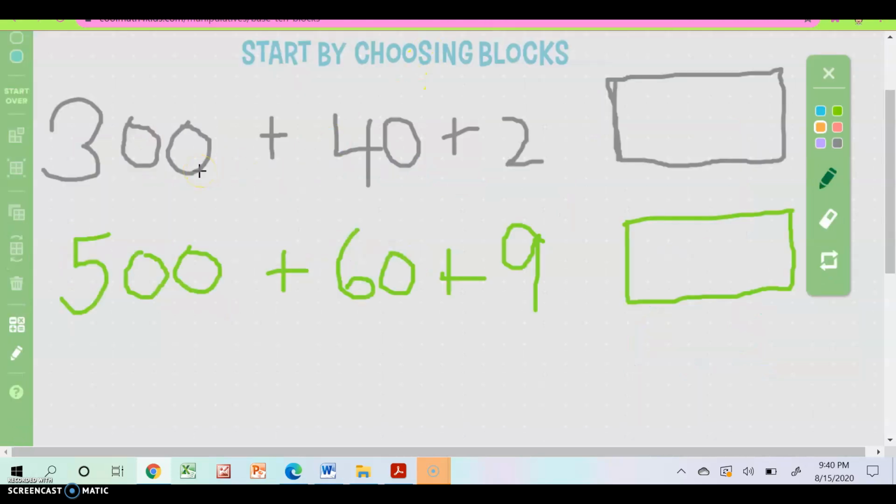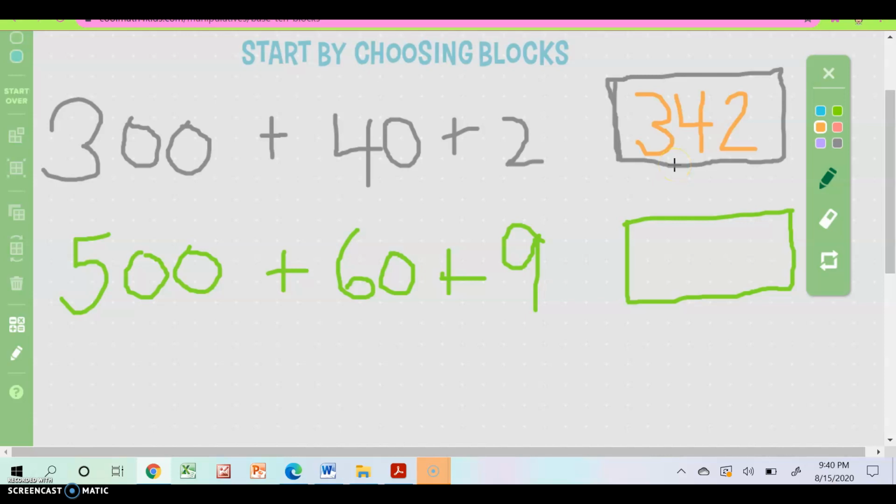If I have an expanded form number that says 300 plus 40 plus 2, I can build a standard form of that number just by doing the opposite of what we did yesterday. So if I read this together, 342, then I know that I can write a standard form of that number that says 342. The standard form would look something like this. Remember, this is standard form.